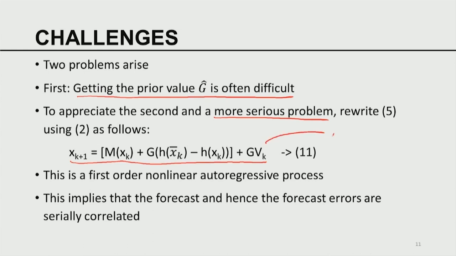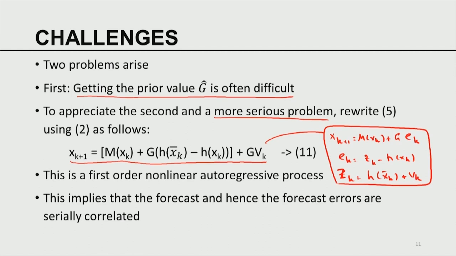Where is this coming from? Please understand, x k plus 1 is equal to M of x k plus G times e k, and e k is equal to z k minus H of x k, and z k is equal to H of x bar k plus v k. So these are all the various quantities involved in here. x bar k is the unknown true state. So I substitute z k in here, I get e k, I substitute e k in here. If you do these substitutions, the resulting equation takes this form.